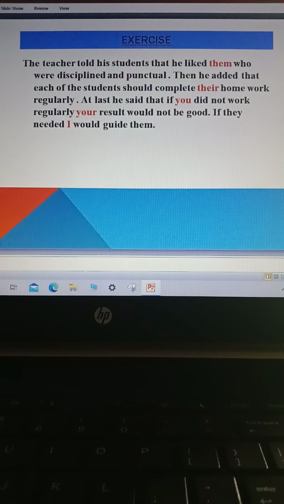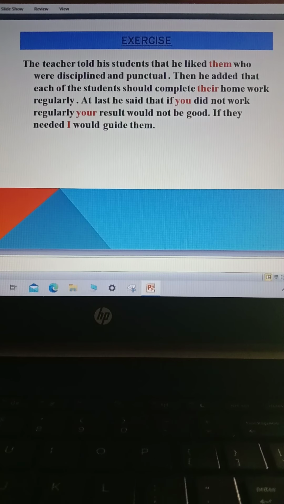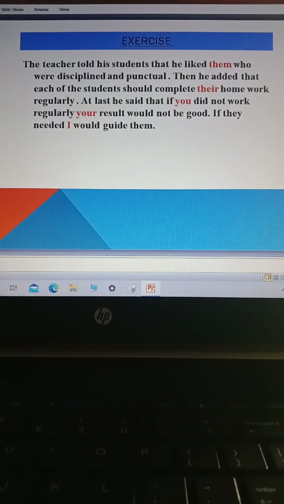Here the teacher is the subject and his students are the objects. That he liked them. He liked them who were disciplined. Here I found them is the wrong pronoun. He liked whom? He liked his students. His students means the answer will be those students or these students. So we put those students or these students instead of them. So the right answer would be: the teacher told his students that he liked those students who are disciplined and punctual.